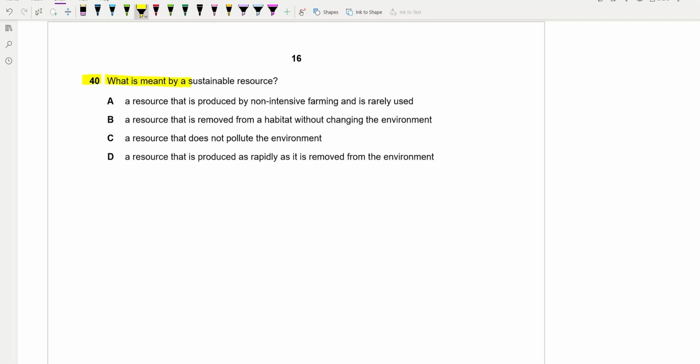Question number 40. What is meant by a sustainable resource? A resource that is produced by non-intensive farming and is rarely used, which is wrong. Option B. A resource that is removed from a habitat without changing the environment, which is wrong. Option C. A resource that does not pollute the environment, which is wrong. Option D. A resource that is produced as rapidly as it is removed from the environment, which is correct. So the correct option would be option D.